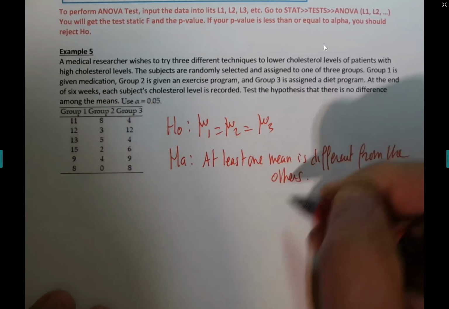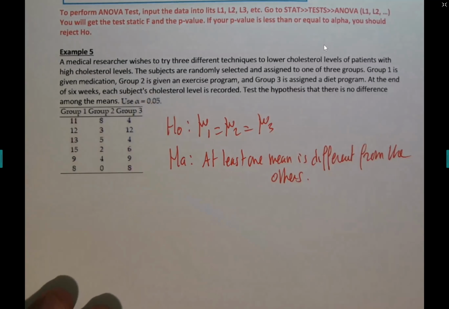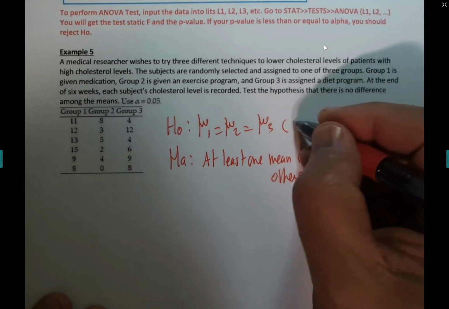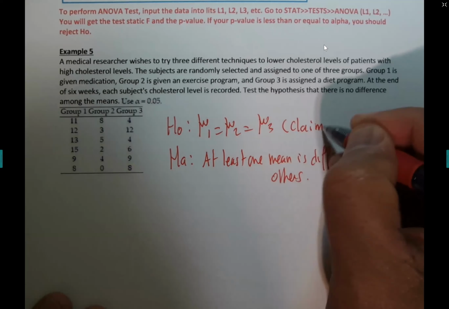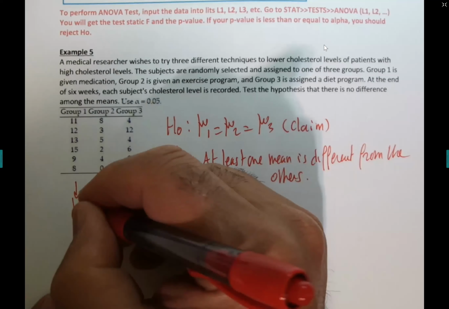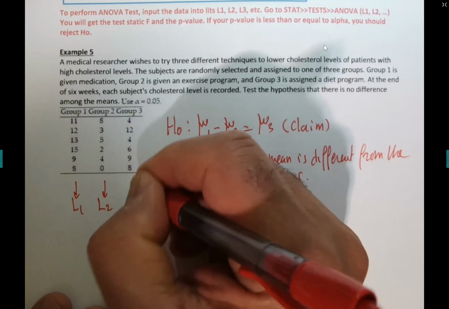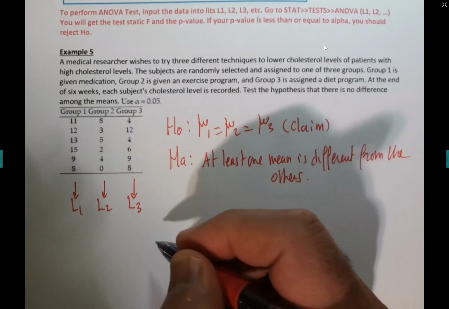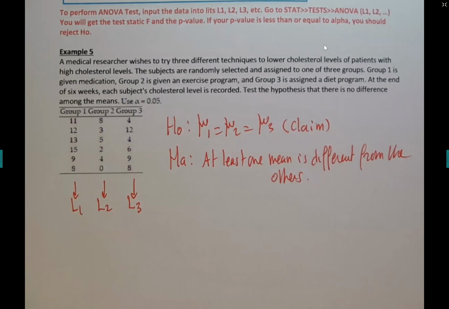Can a student tell me where the claim is now? Test the hypothesis that there is no difference among the means. H0. Yep, no difference means equal. You are correct. Okay, go put this in L1, L2, L3. Nothing we can do if we don't input the data, guys. There's nothing you can do.